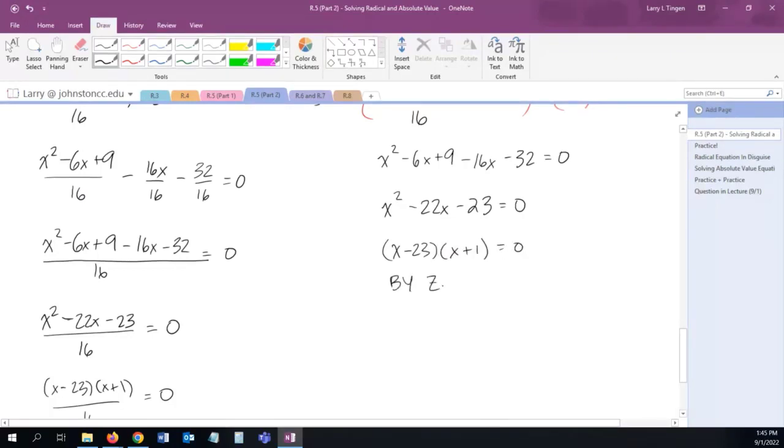And look at that, even after all that work, what did I do? I worked my way so that I ended up with two things multiplied, two factors multiplied to give me 0. So x minus 23 is 0, x plus 1 is 0. Meaning I come out with positive 23 and negative 1.